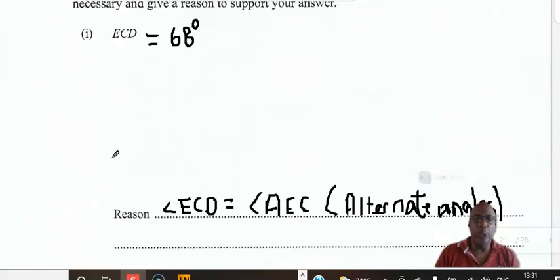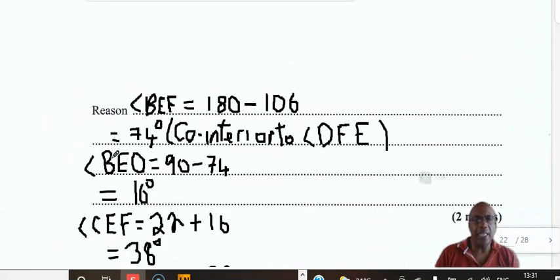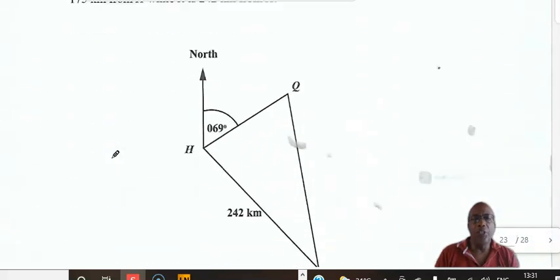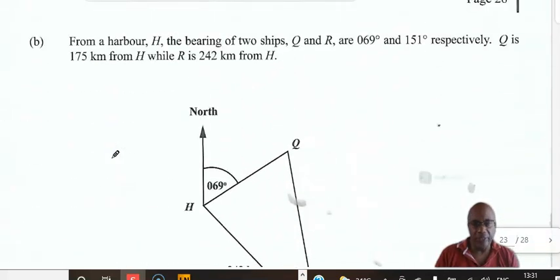So that is it. I will see you next time. We'll move on to the second part of the sum, which is on bearings.